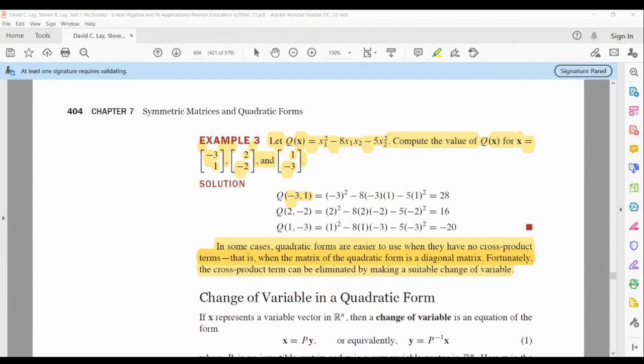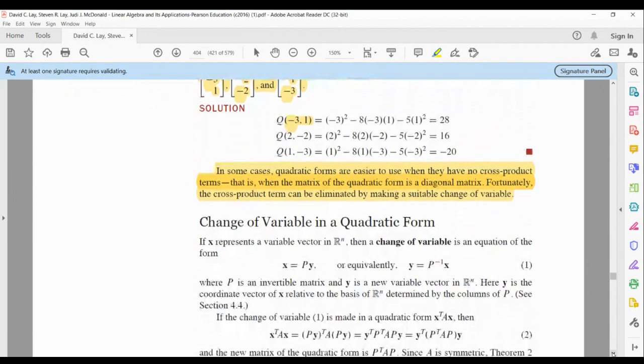So this is a little bit like calculus too. When you had an integral that you couldn't integrate, and you made a substitution, and the substitution made it easier or possible to find the antiderivative. It's the same kind of thing here. Doing a change of variable can help make the quadratic form easier.